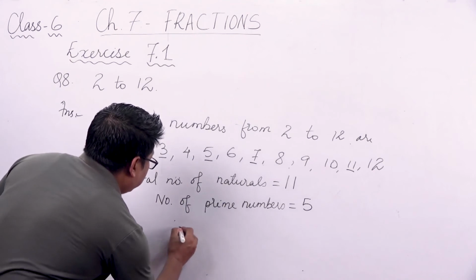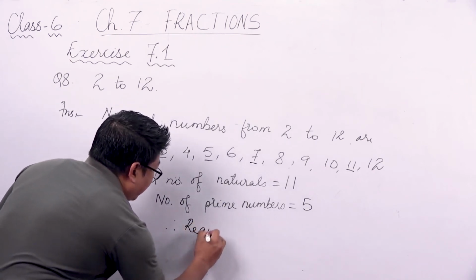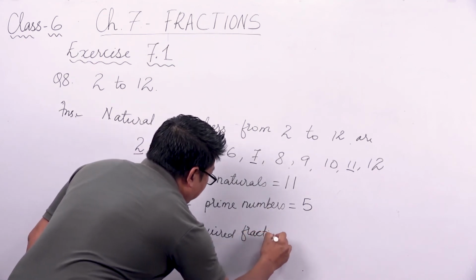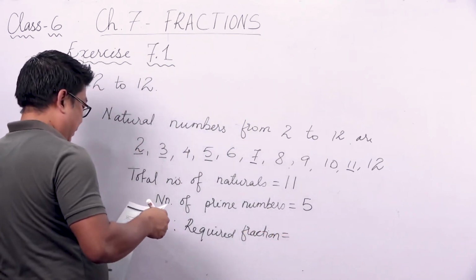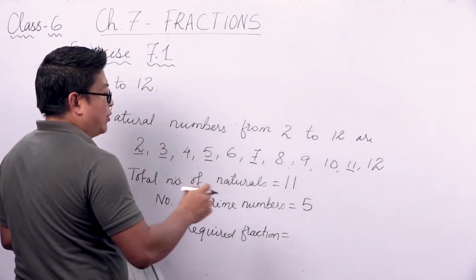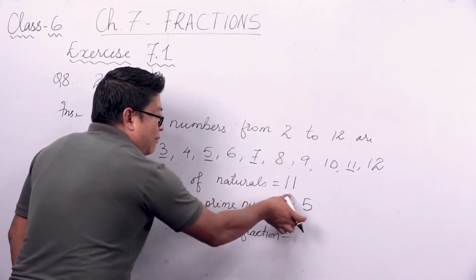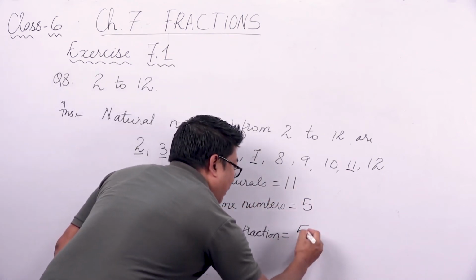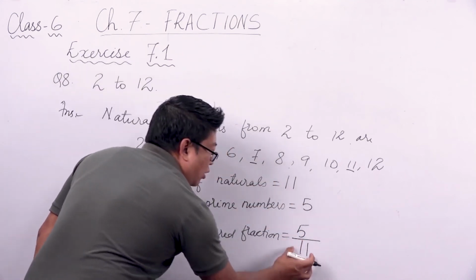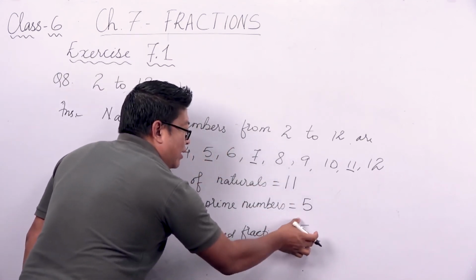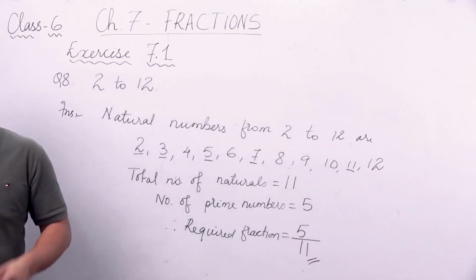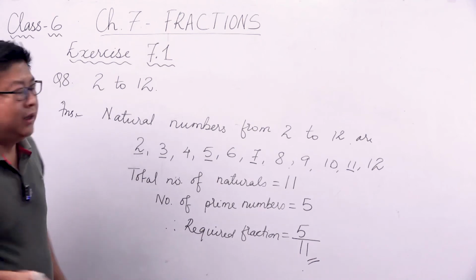Now, we will get the required fraction. So we can see the fraction of prime numbers out of natural numbers. That means the required number is 5 and the total numbers is 11. So total parts is 11, the required part is 5. So this represents your required fraction. Okay, children?